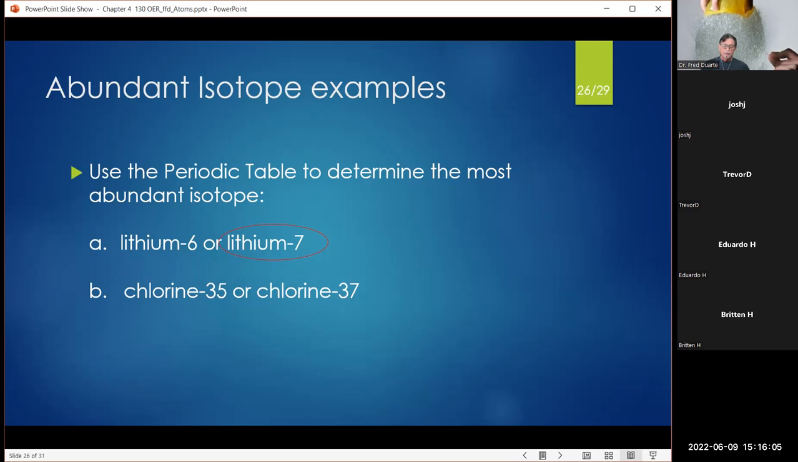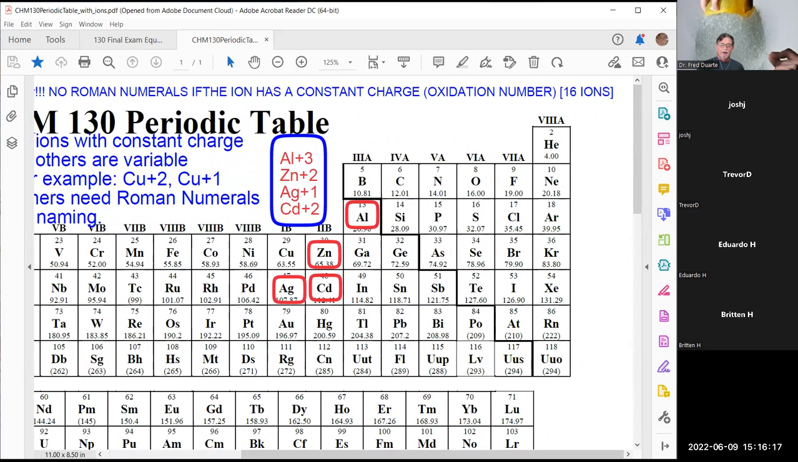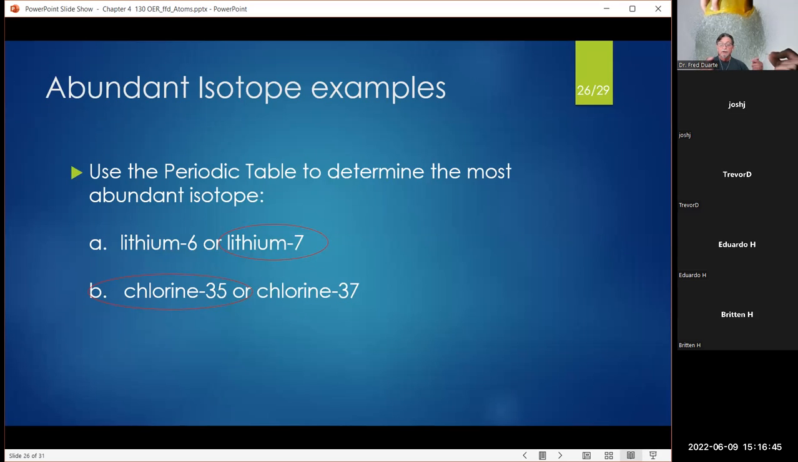Second question, which is the most common, chlorine-35 or chlorine-37? Well, we go back to the periodic table. Believe me, we're going to use this periodic table immensely. Okay. Find chlorine, which is number 17, okay? Its atomic weight is 35.45. Round that to the nearest whole number, okay? That's 35. So the most common isotope for chlorine is chlorine-35. Okay. And where they differ is simply the number of neutrons.